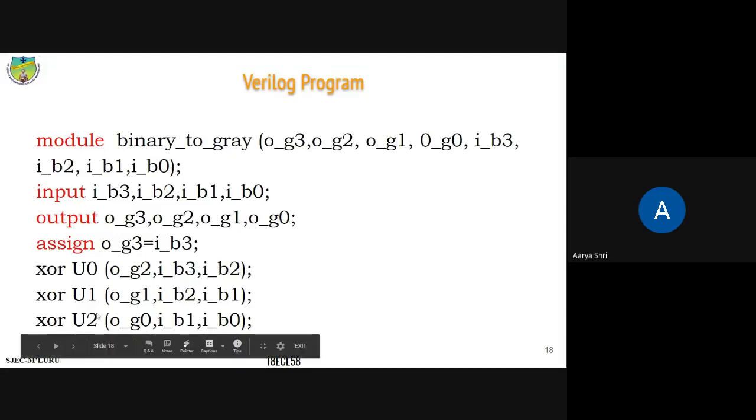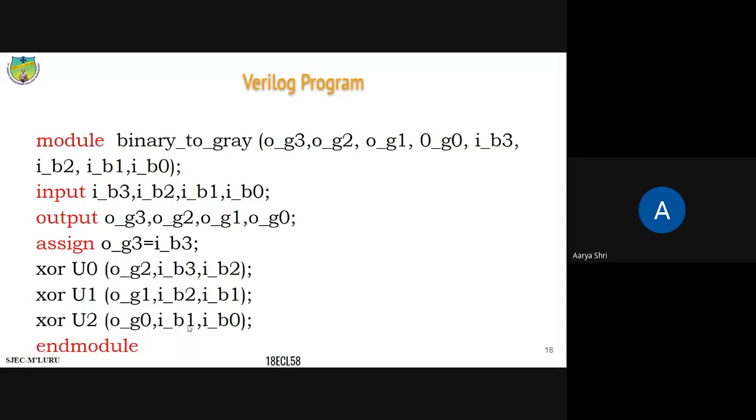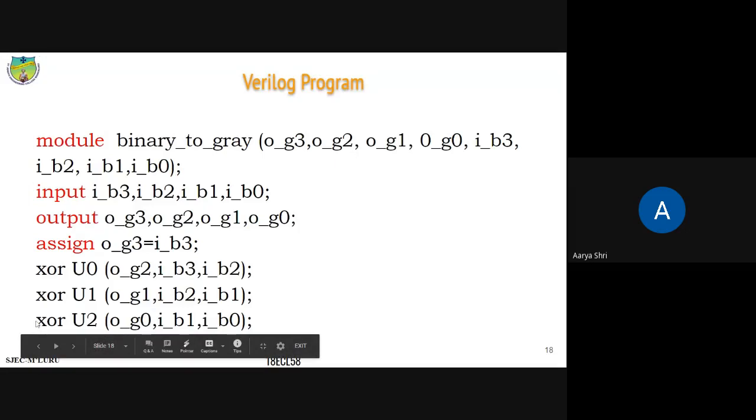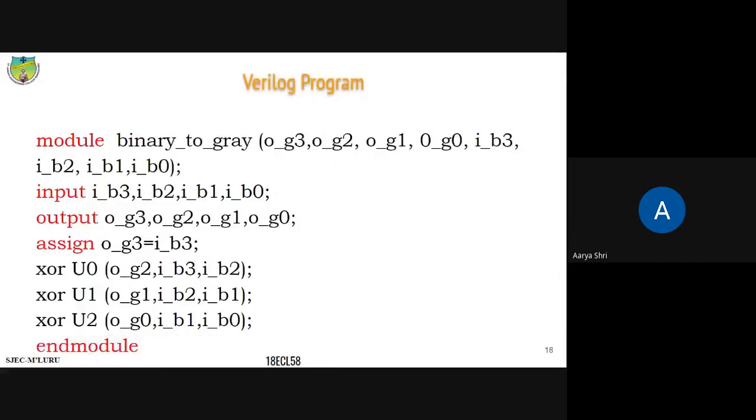And similarly, for the third XOR gate, the output is G0 and the inputs are B1 and B0. So xor U2 (O_G0, I_B1, I_B0), close the parenthesis and semicolon, then endmodule. So this is the Verilog program for binary to gray conversion.